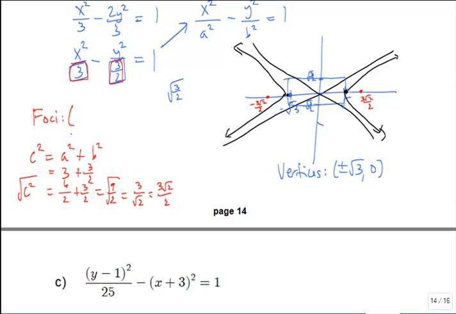So the coordinates of my foci, they're on the x-axis, so plus or minus 3 root 2 over 2, and the y-coordinate there is 0. Last thing we want to do is find the equation of our two asymptotes. So let's think about slope. You want to go up root 3 halves over this vertex, which is at root 3.